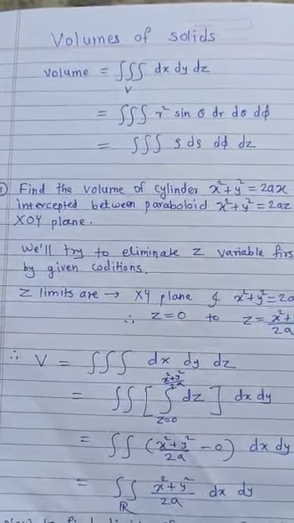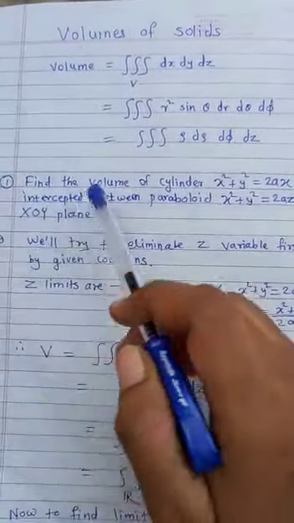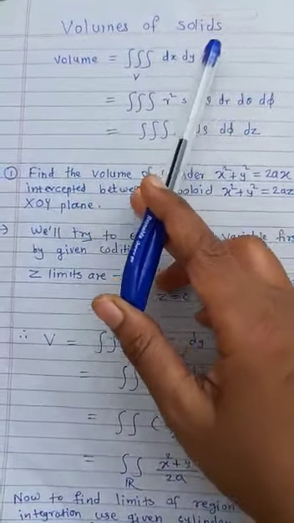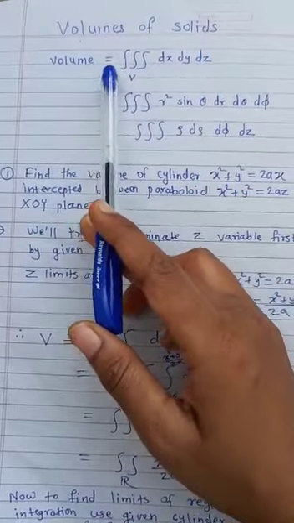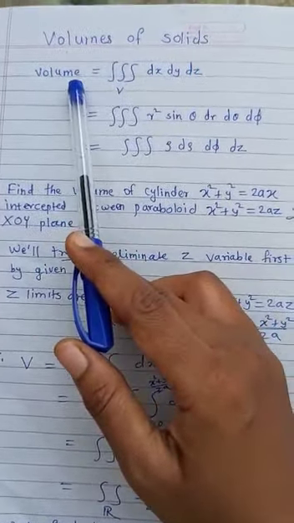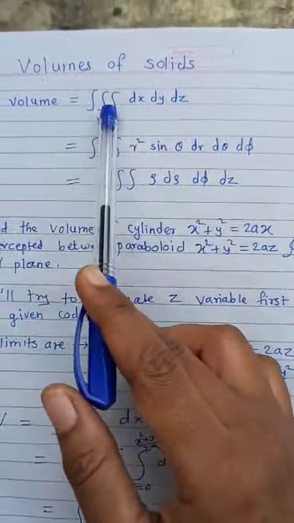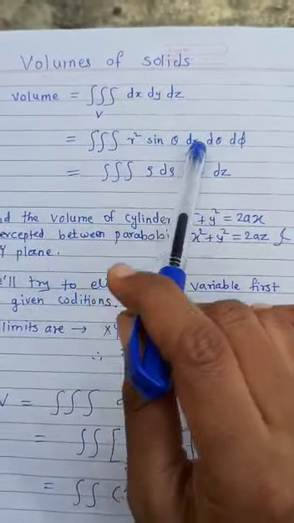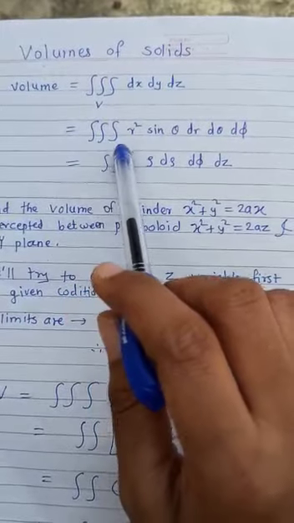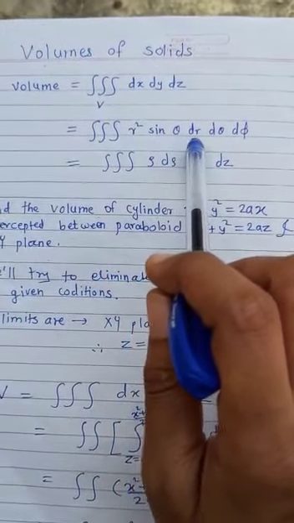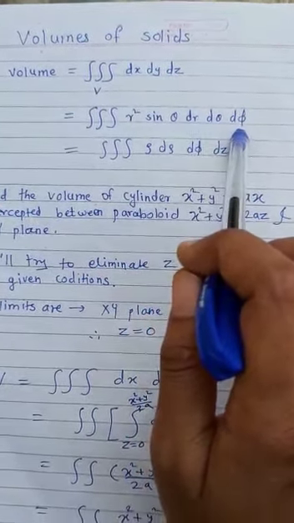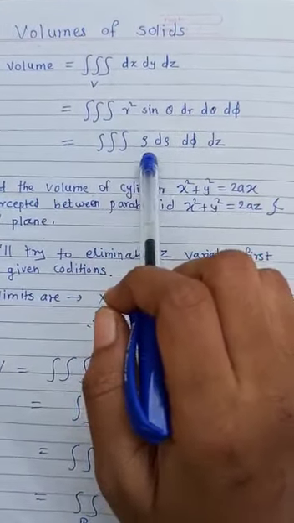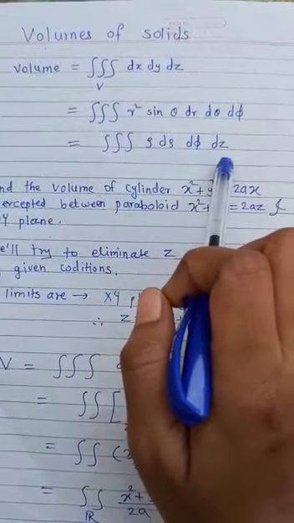Hello students, now we'll see application of triple integration. So main application of triple integration is to find volume of a solid, and the formula of volume is equal to triple integration dx dy dz. In polar coordinates, this value is triple integration r square sine theta into dr d theta d phi, and in cylindrical coordinates this answer is triple integration rho d rho d phi into dz.